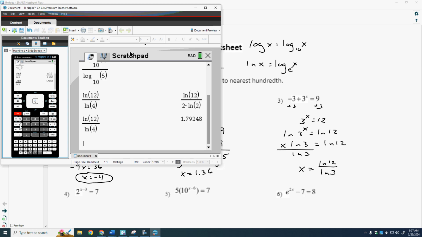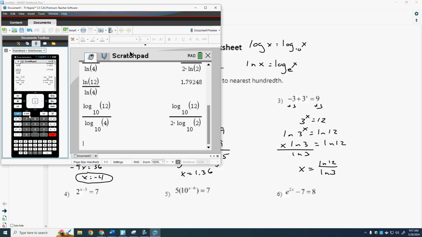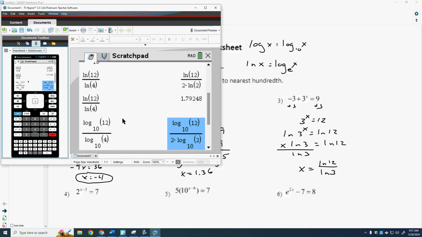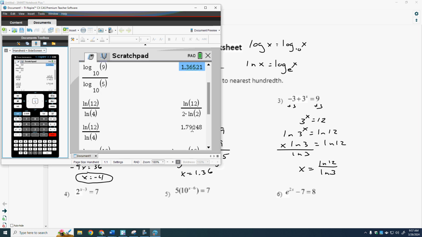So then I'm going to do the common log, base 10, of 12 divided by the common log of 4. Notice they are the exact same value. 1.79 for the log, 1.79 for the natural log, ln. They're the same value. It doesn't matter which log you choose. There are times, and I'll talk about them, when one might be slightly easier than the other, but that's it.